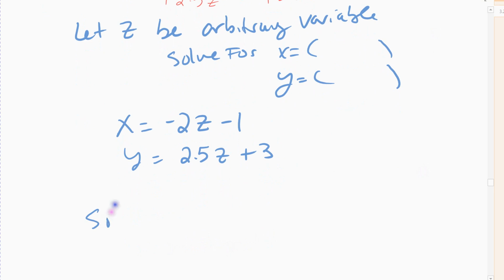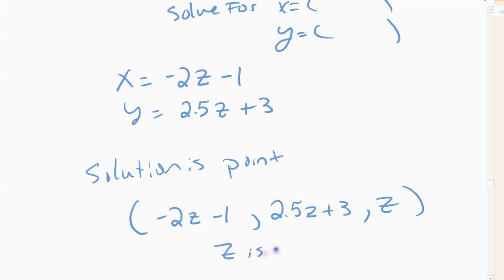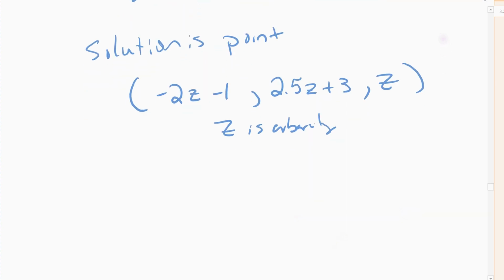And so the solution is the point, the ordered triple, where x has to be negative 2 times z minus 1, y has to be 2.5z plus 3, and then z gets to be whatever z wants to be. Z is the arbitrary variable, and so it's the one I get to choose, right? Z is arbitrary, which means it can be anything I want it to be. I can pick z, and I have a solution.